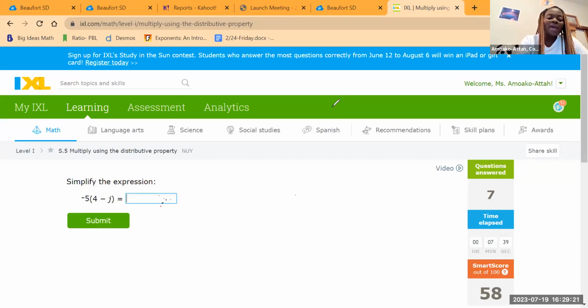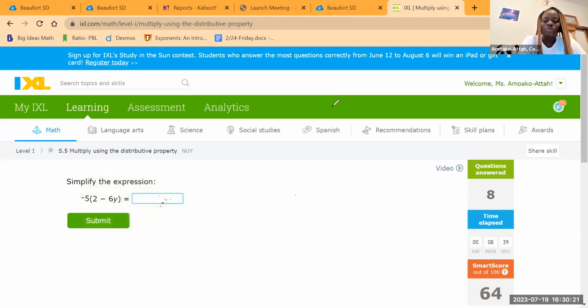This one too is negative 5 times 4, which will give you negative 20, right? Then negative 5 times negative j. The negative j without any number in front means there is a silent one in front of the negative j. So this one means negative 5 times negative 1, which will give you a positive 5. So this leaves us negative 20 plus 5j, because negative 1 times negative 5 gives us positive 5. That should give you correct.